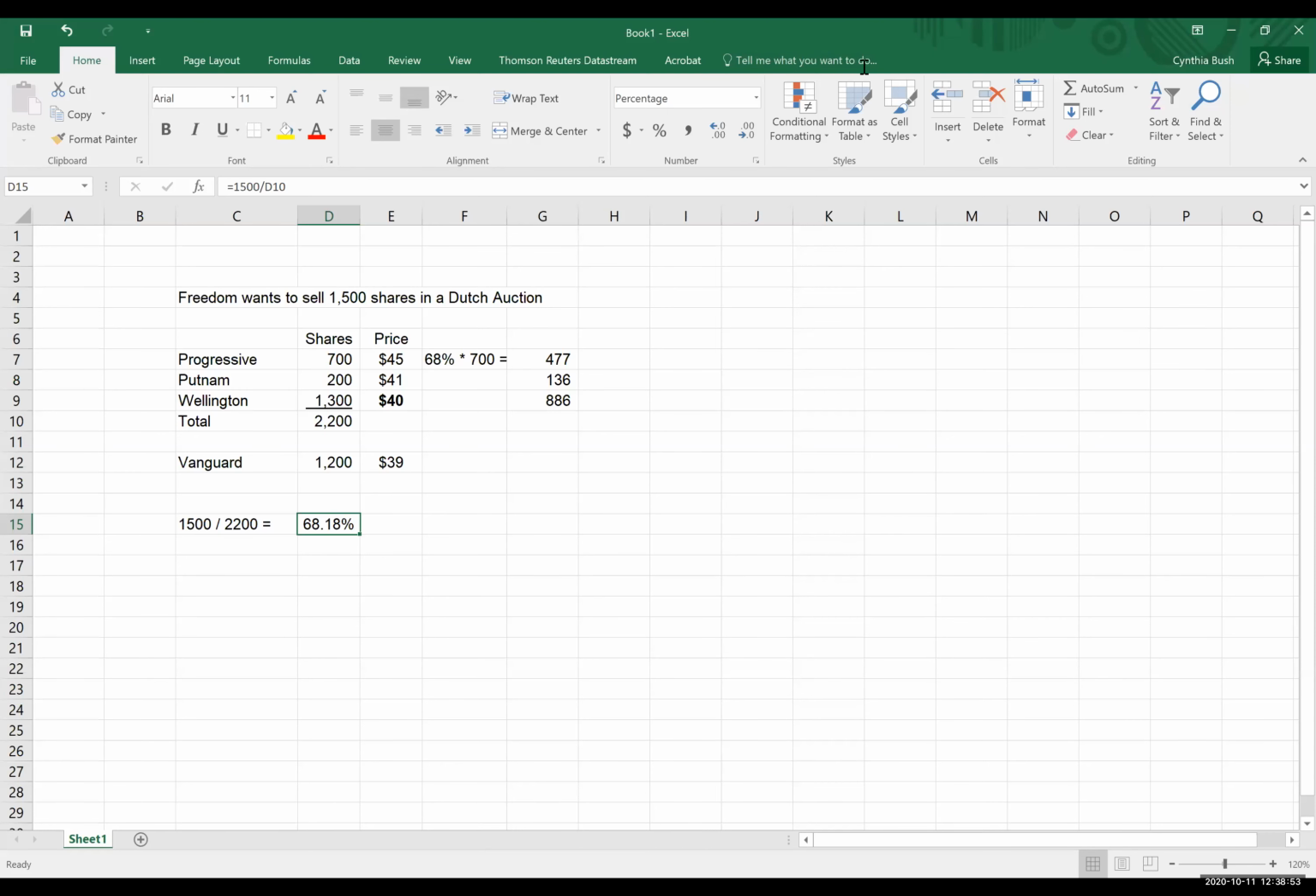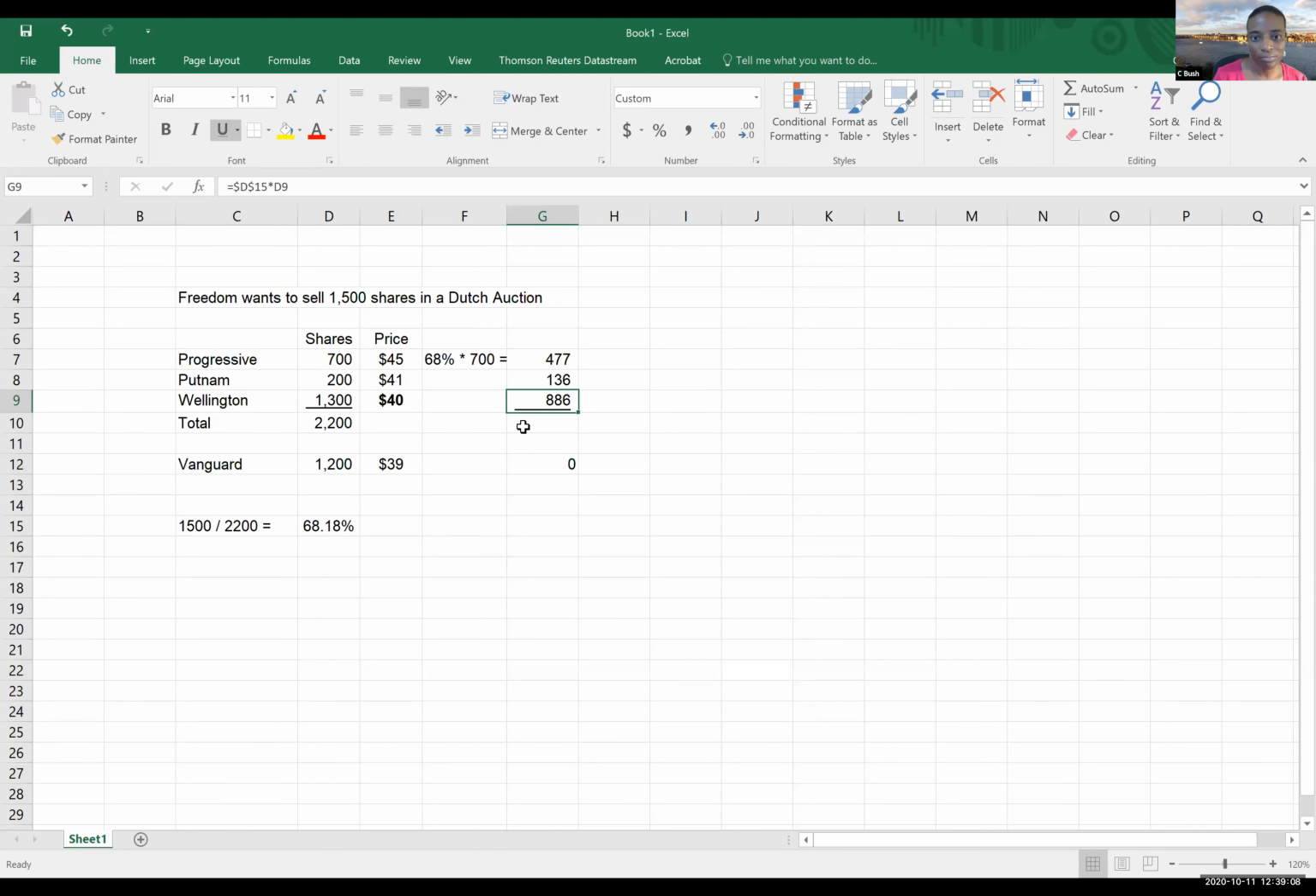And so keep in mind that Vanguard would get 0 shares because their bid is too low. Okay. The last thing I should show you is if I add these shares up, notice it equals 1,500. So that's exactly how many shares Freedom wanted to sell.